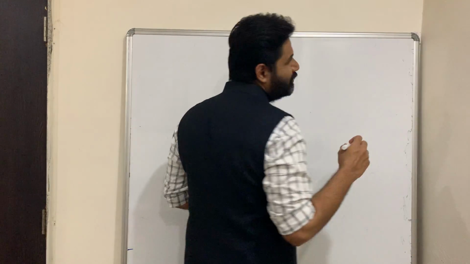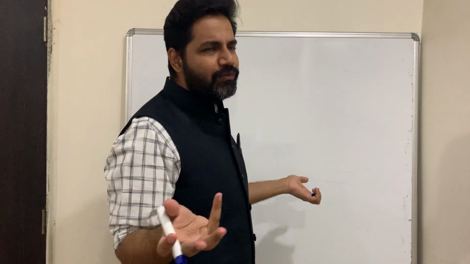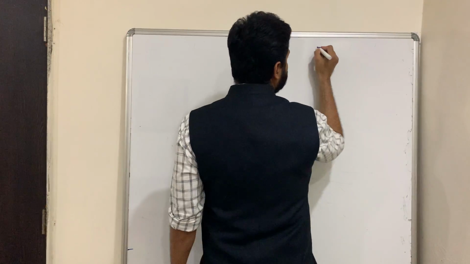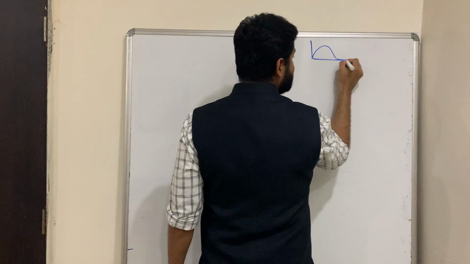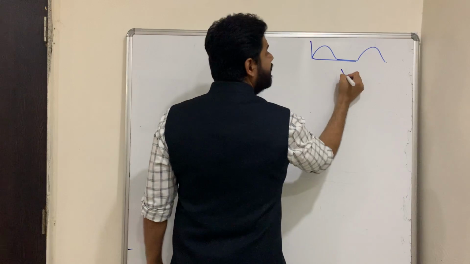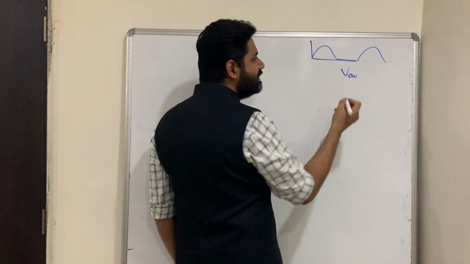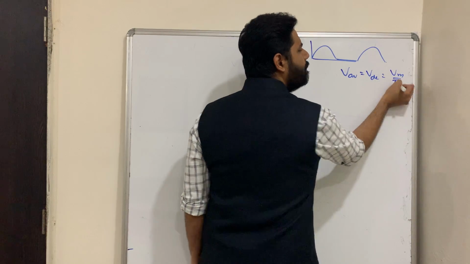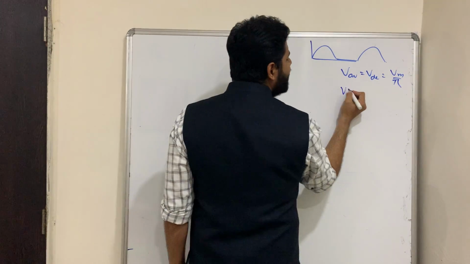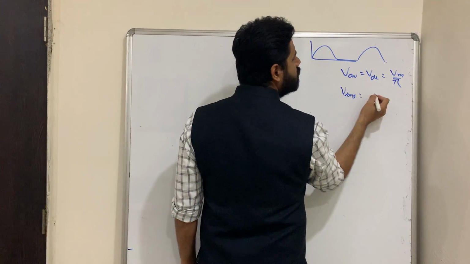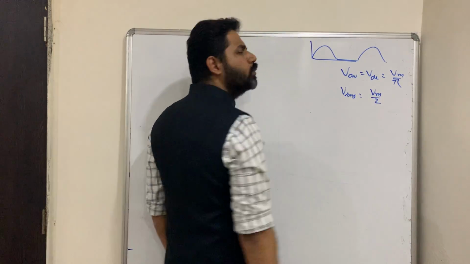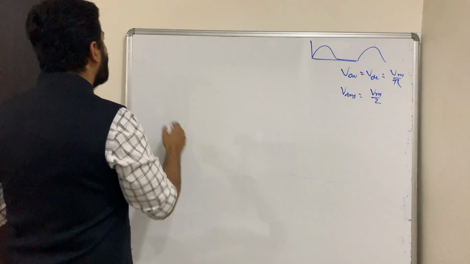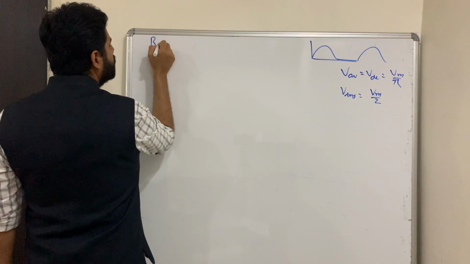Last time we understood the average value and RMS value of the output voltage of a half wave rectifier. The waveform was like this. V average, or DC value, VDC, was Vm divided by pi. VRMS was Vm divided by 2. Now today I am going to talk about ripple factor.